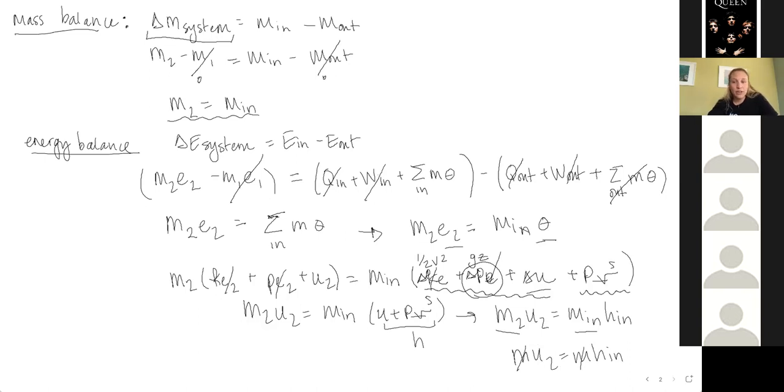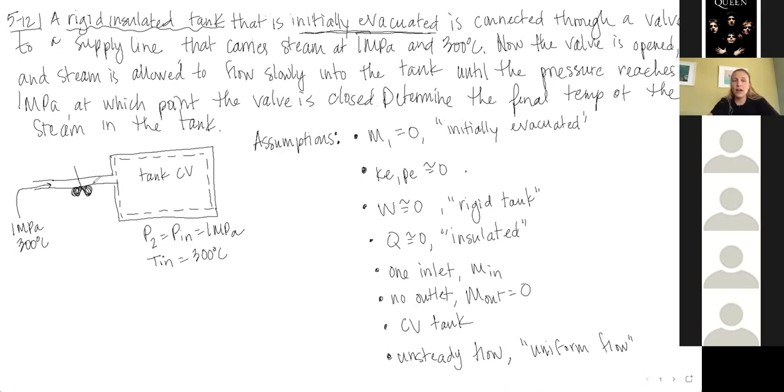So now our equation, continued, is U2 equals HN. And we want to try to figure out temperature. So when we go back and look at what is told to us in this problem, we have pressure at our ending point and our incoming point, and we have temperature at our incoming point.